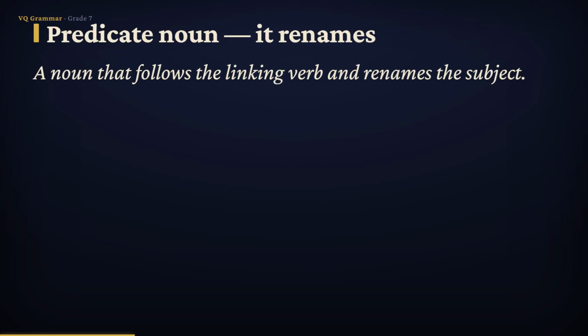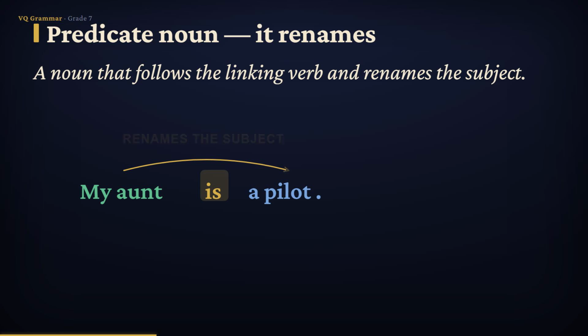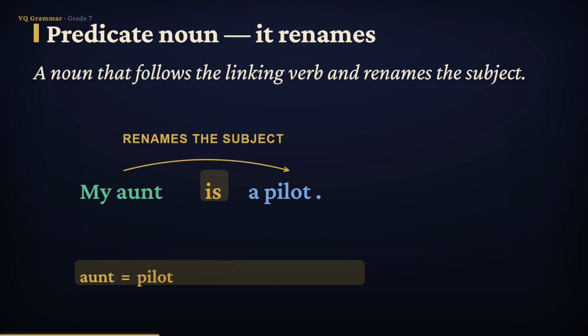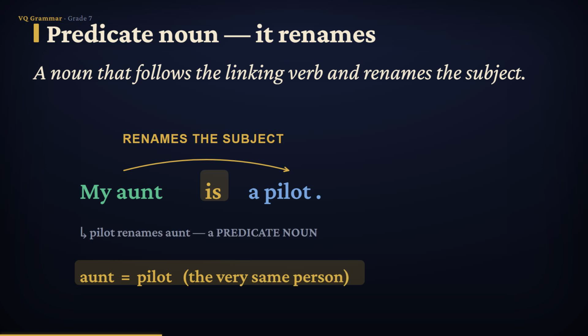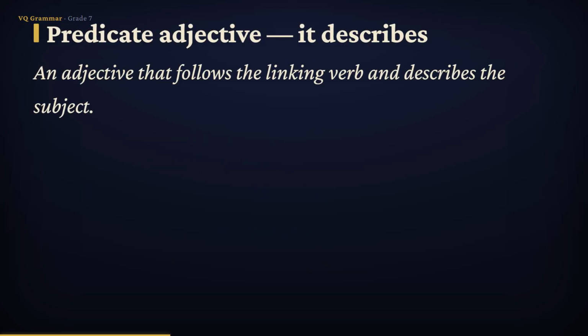Now, what exactly does a linking verb connect the subject to? Sometimes it connects to a predicate noun. A predicate noun is a noun that follows a linking verb and renames the subject. It tells you what the subject is. Look here. My aunt is a pilot. The word is links my aunt to the word pilot. And notice, pilot renames my aunt. They are the very same person. So pilot is the predicate noun. You can almost picture an equal sign. Aunt equals pilot.